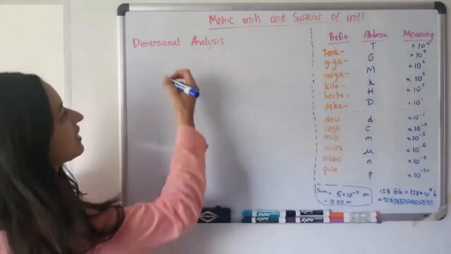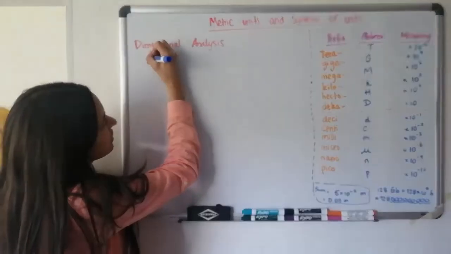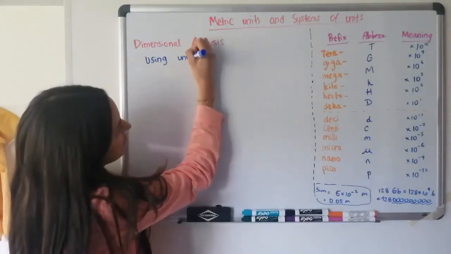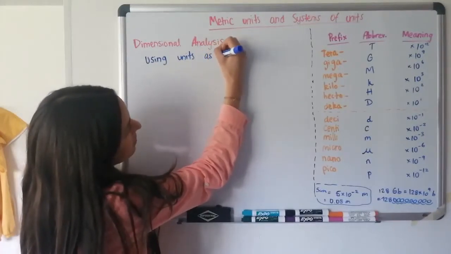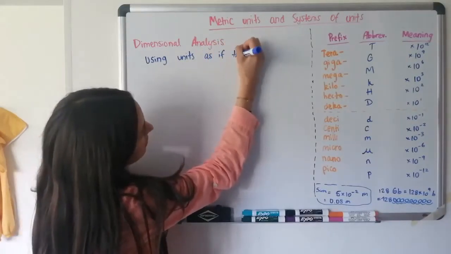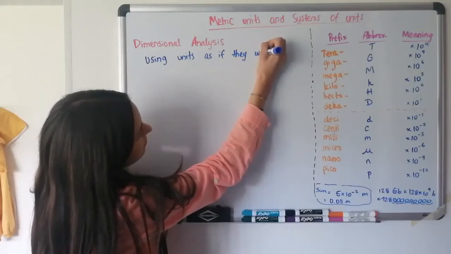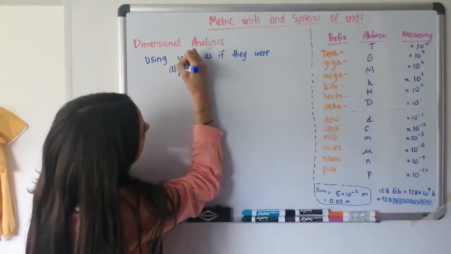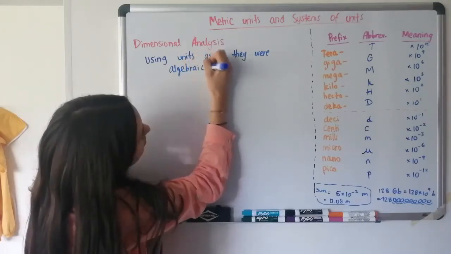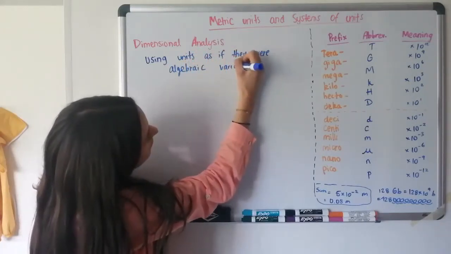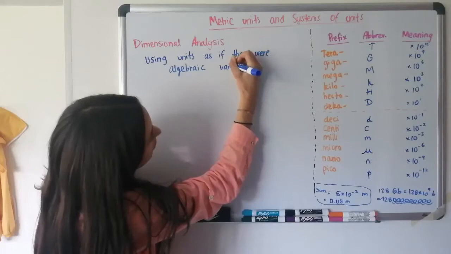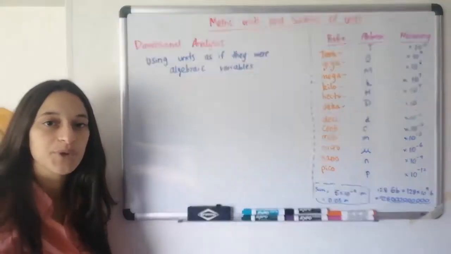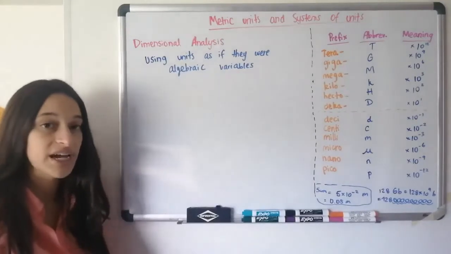So dimensional analysis basically means using units as if they were algebraic variables. So what does that mean? Algebraic variables are, for example, x and y when you do equations, or a and b.